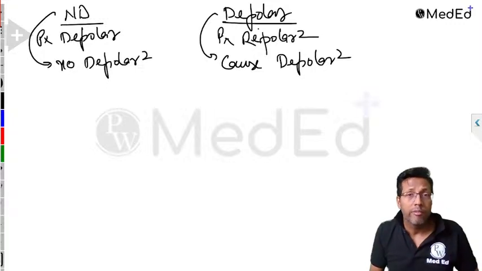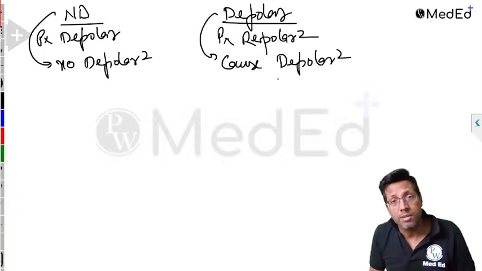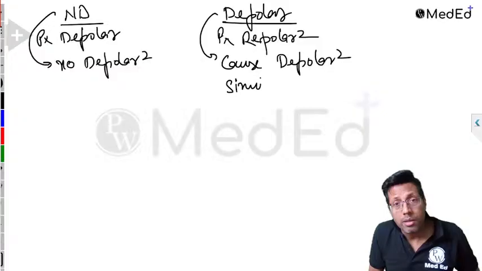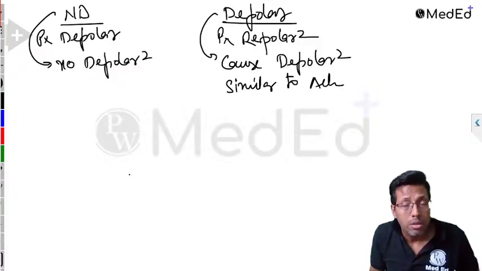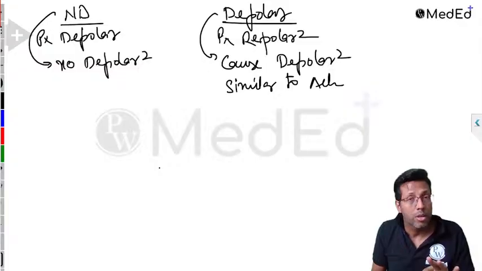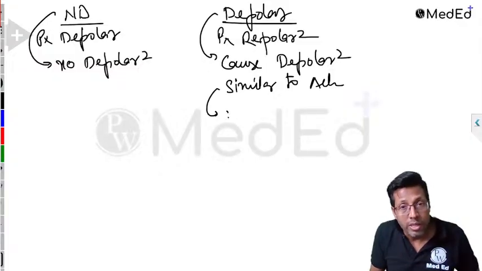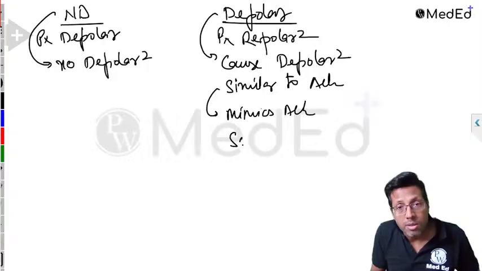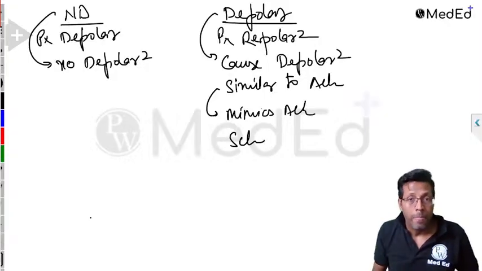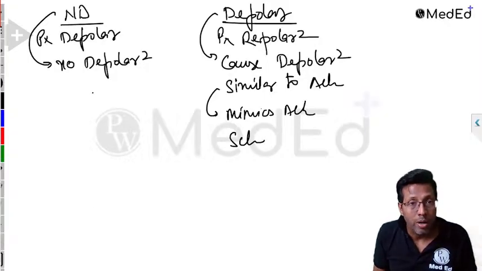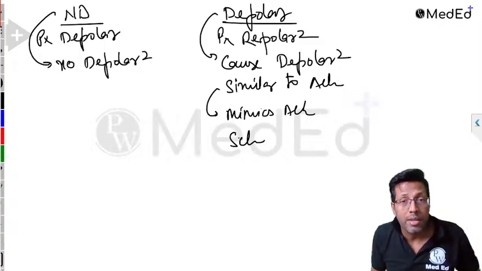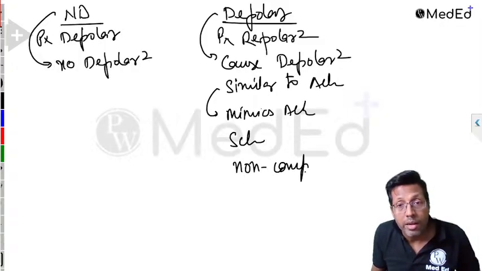The point is, if depolarizing is causing depolarization, it means it is similar in action to acetylcholine, which means it mimics acetylcholine in action, and that is your succinylcholine. And therefore, because it mimics acetylcholine, succinylcholine becomes non-competitive in nature.